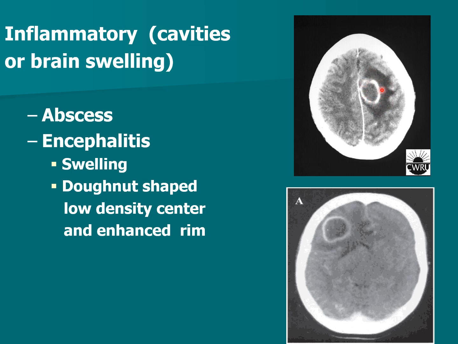This is very typical of a brain abscess, a bright ring around this. Donut shaped, low density center, and enhanced rim. That's what we're seeing here. And then you can also show swelling.